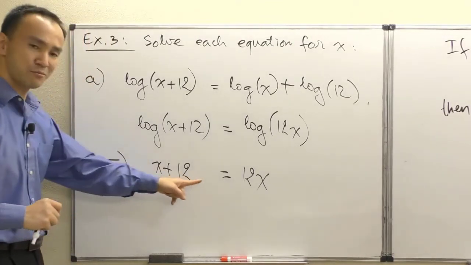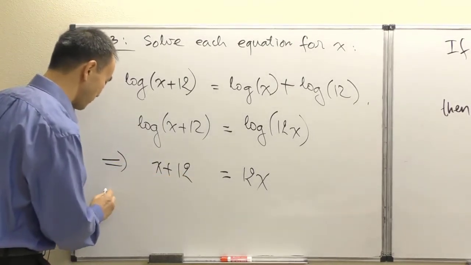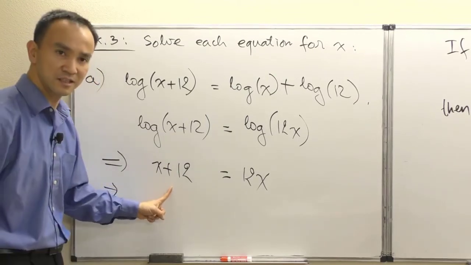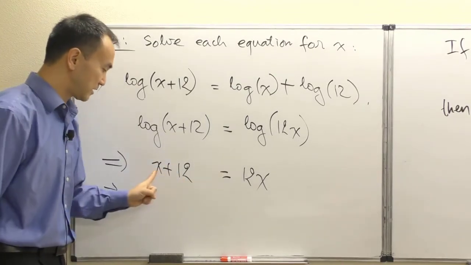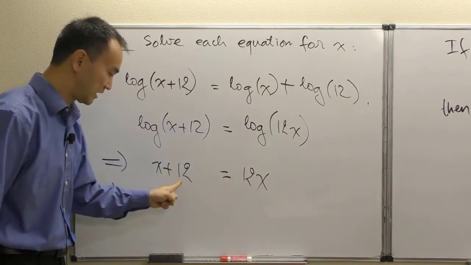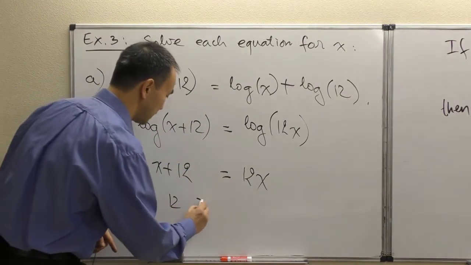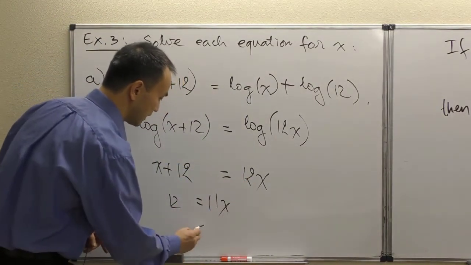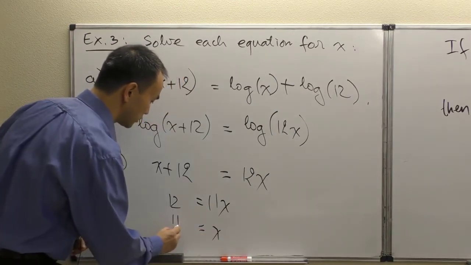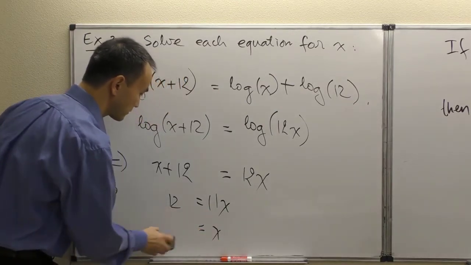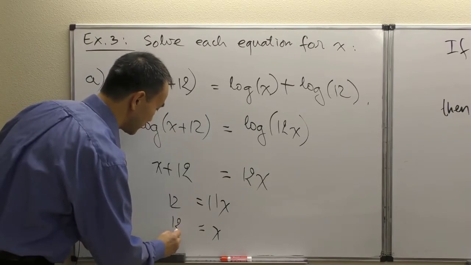So now in this problem, this is clearly a linear equation. I'm going to subtract the x to the other side and leave the 12 here. So I'm looking at 12 equals 11x, and now x equals 12 over 11.